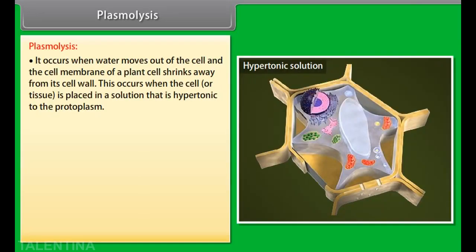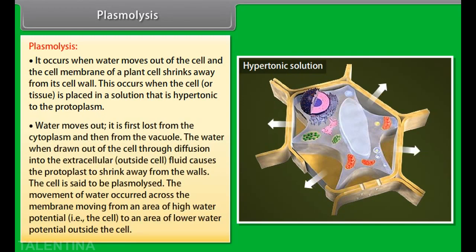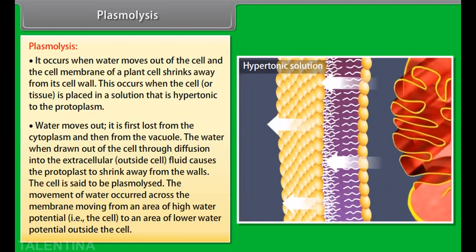Plasmolysis occurs when water moves out of the cell and the cell membrane of a plant cell shrinks away from its cell wall. This occurs when the cell or tissue is placed in a solution that is hypertonic to the protoplasm. Water moves out. It is first lost from the cytoplasm and then from the vacuole. The water, when drawn out of the cell through diffusion into the extracellular outside cell fluid, causes the protoplast to shrink away from the walls. The cell is said to be plasmolysed.